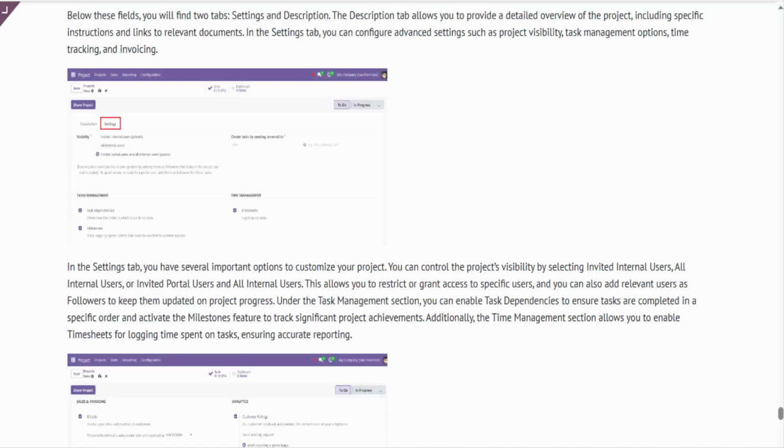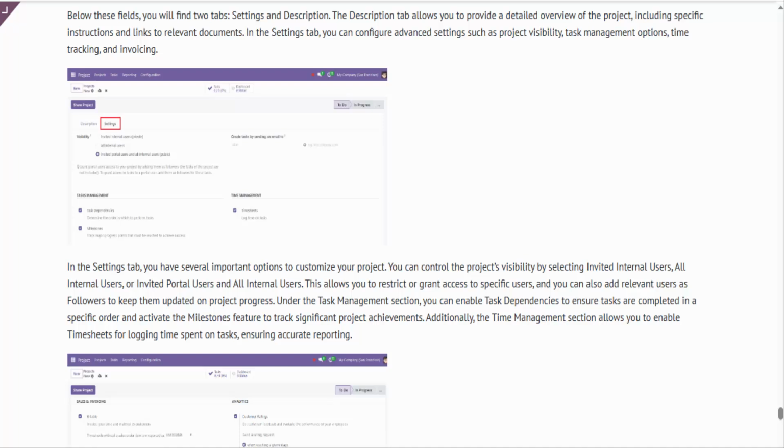You can control the project's visibility by selecting Invited Internal Users, All Internal Users, or Invited Portal Users and All Internal Users. This allows you to restrict or grant access to specific users. And you can also add relevant users as followers to keep them updated on project progress.